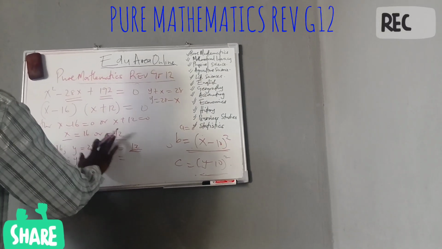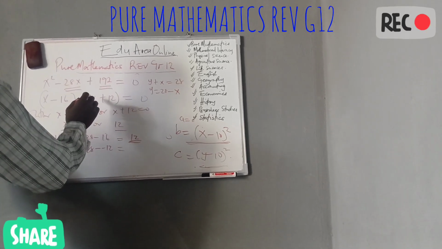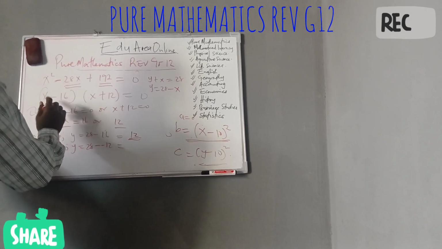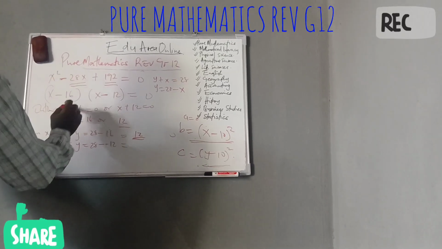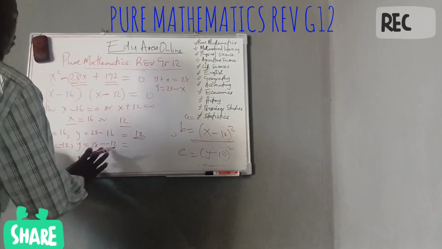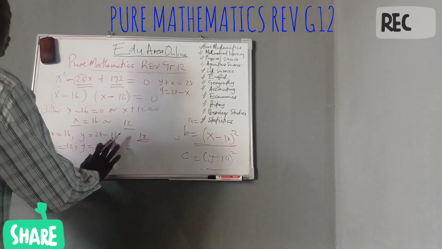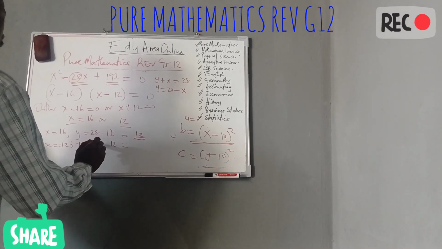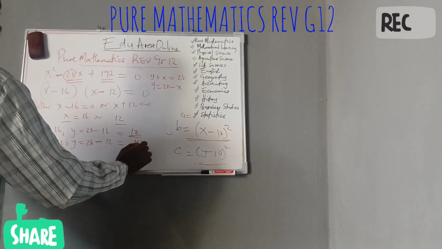No, here we got positive 12. Why? Because we are saying we must get negative. Here we must get negative 28x. So minus 16 we get negative 28. So this becomes positive 12. So now this becomes positive 12 minus, then we get 16 as well.